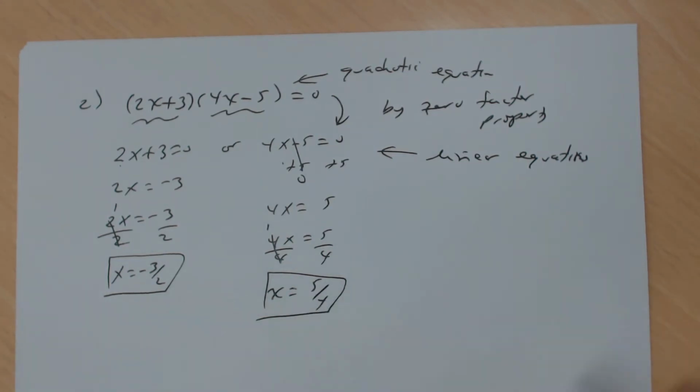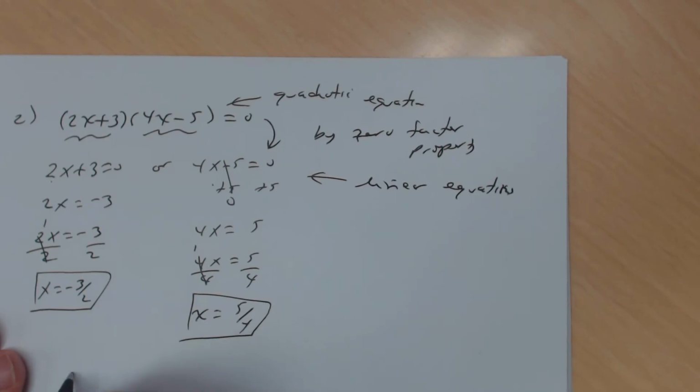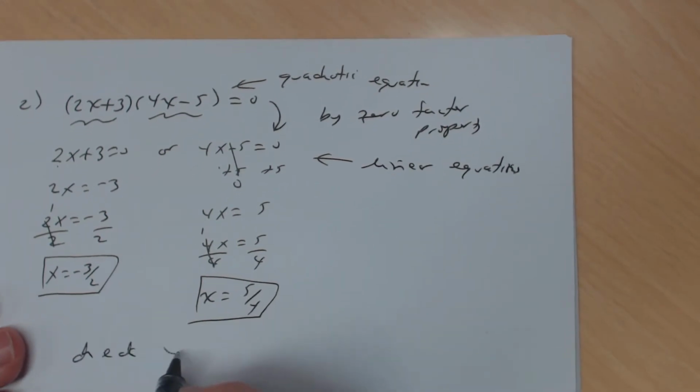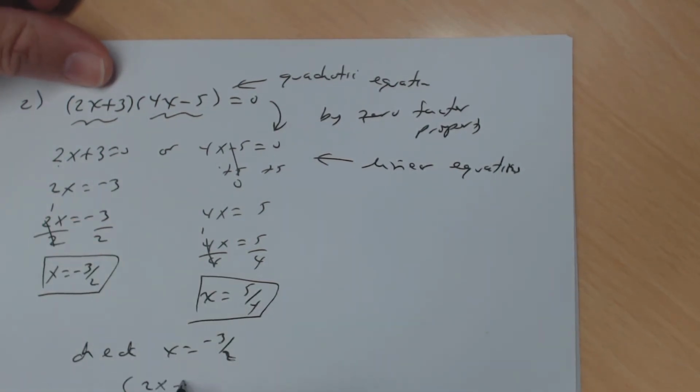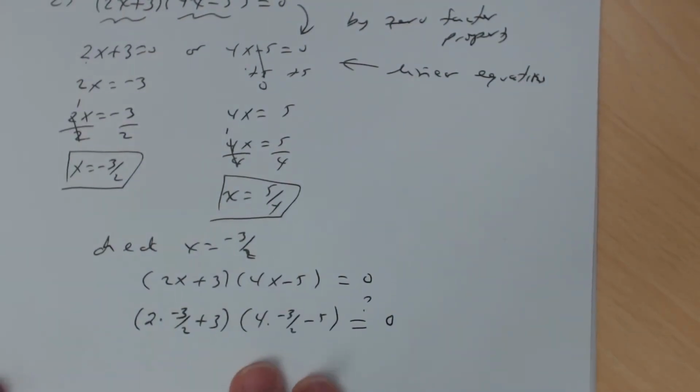I'm just going to check, let's say, one of them. So let's just check x equals negative 3 halves. All right, so if I check x equals negative 3 halves in the original problem, wherever we see an x, I'm going to plug in negative 3 halves. So I get 2 times negative 3 halves plus 3 times 4 times negative 3 halves minus 5. And I want to see, is that product going to be 0? So wherever I saw an x, I plugged in negative 3 halves.